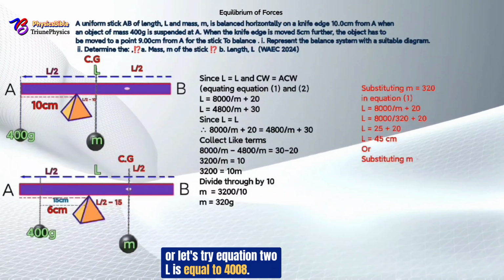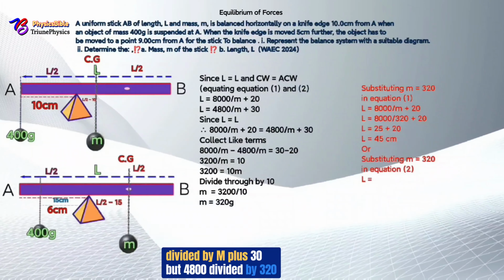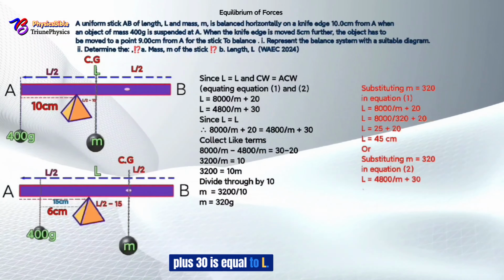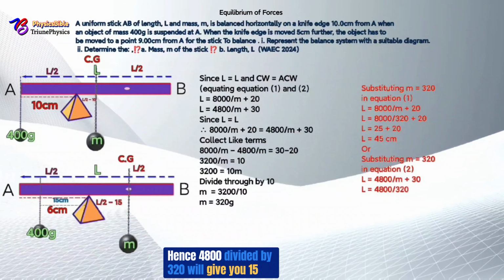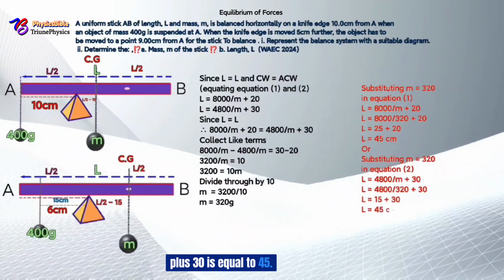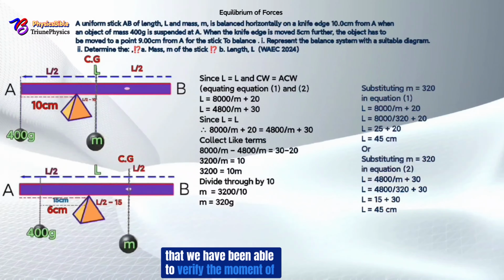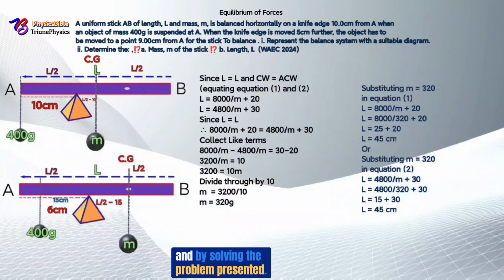Or let's try equation 2. L is equal to 4,800 divided by m plus 30. But 4,800 divided by 320 plus 30 is equal to L. Hence 4,800 divided by 320 will give you 15, plus 30 is equal to 45. So from this we can see that we have been able to verify the moment of force, and by so doing solved the problem presented.